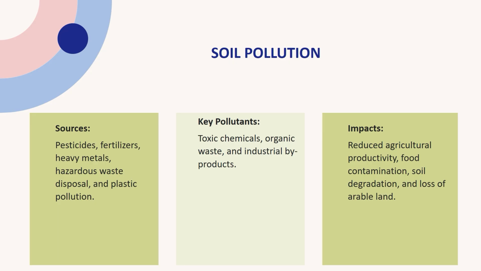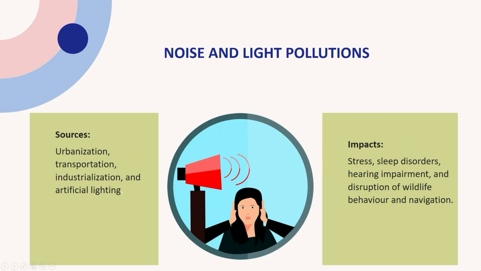Next is soil pollution. Sources of soil pollution are pesticides, fertilizers, heavy metals, hazardous waste disposal and plastic pollution. Key pollutants of soil pollution are toxic chemicals, organic waste and industrial byproducts. Impacts of soil pollution are reduced agriculture productivity, food contamination, soil degradation and loss of arable land.